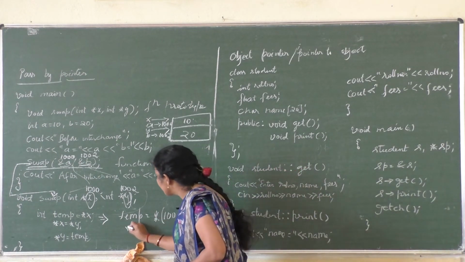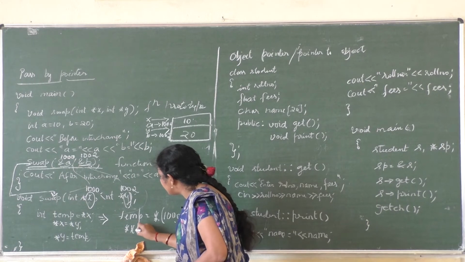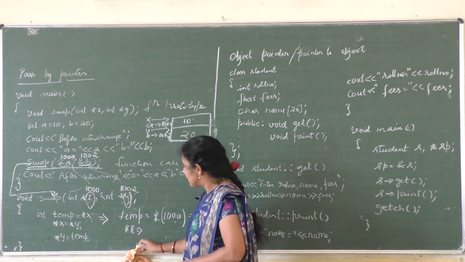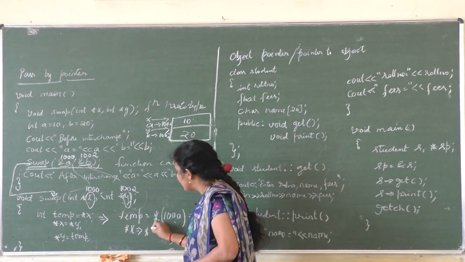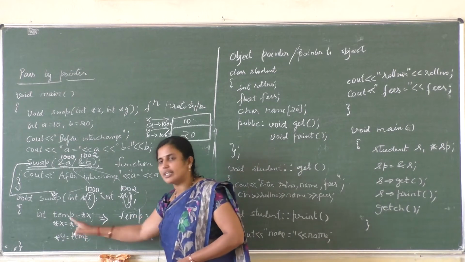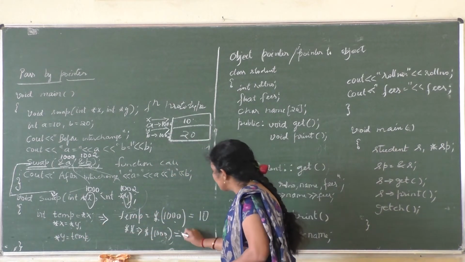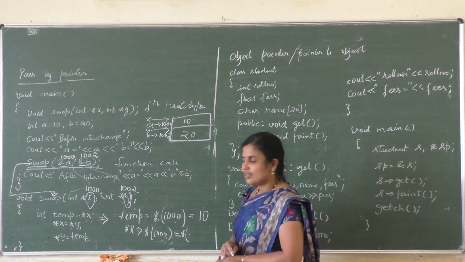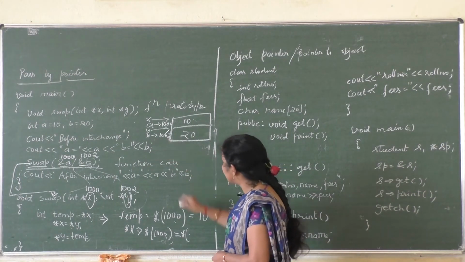Next one, star x. What is meant by star x? Star x means star of 1000 equal to star y. What is star y? Star of y means what? Y is 1002.